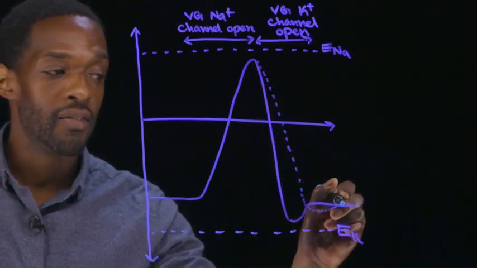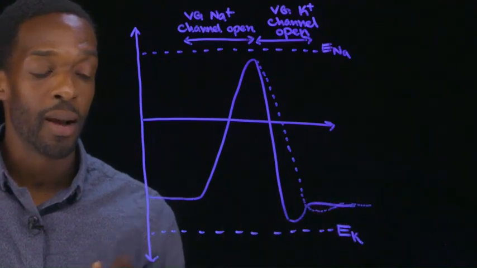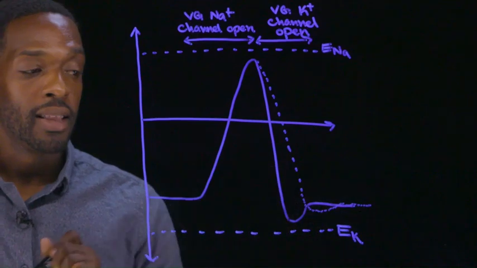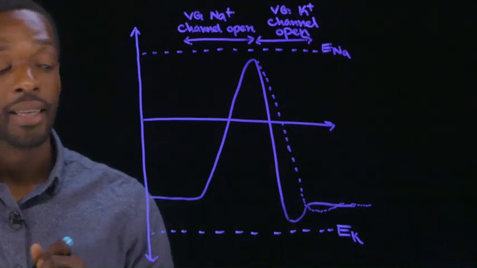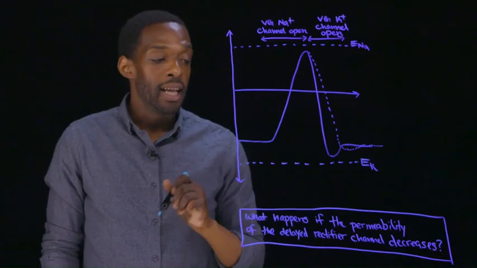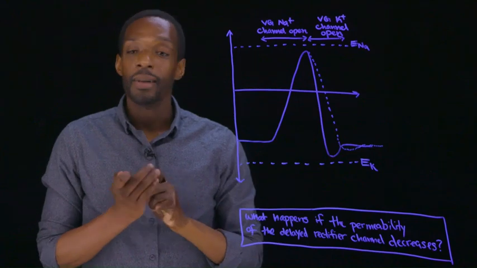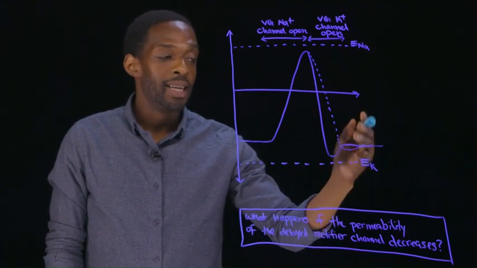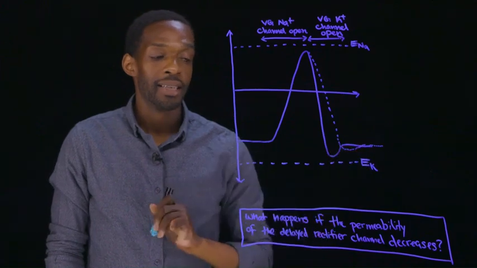And in addition to the fact that the voltage would drop less quickly, you'll also notice that I've drawn here that the undershoot is not as deep as it otherwise would be. And this again derives from the fact that fewer potassium channels are open, and therefore the voltage across the membrane does not get as close to potassium's equilibrium.